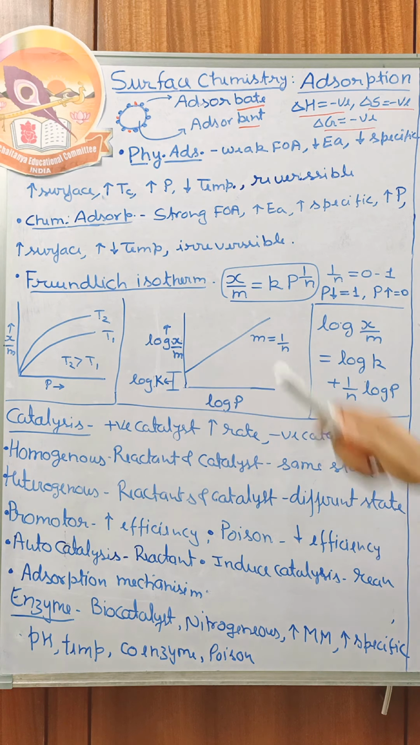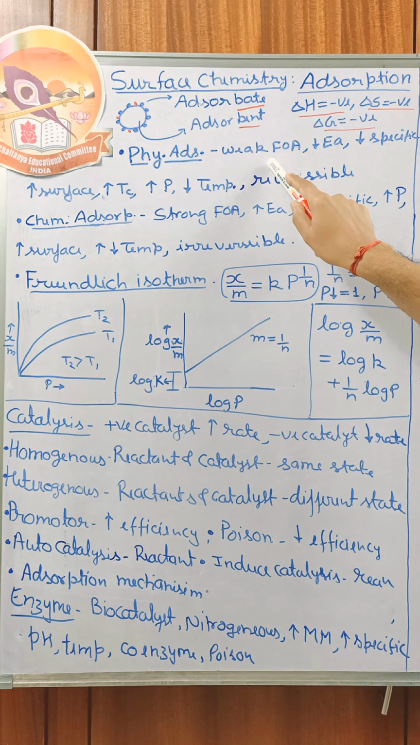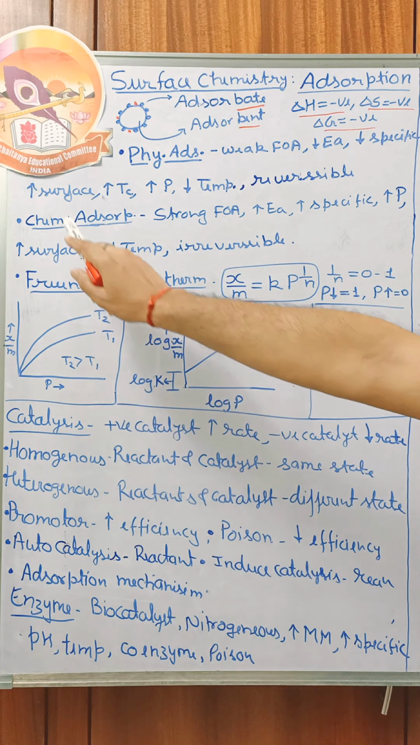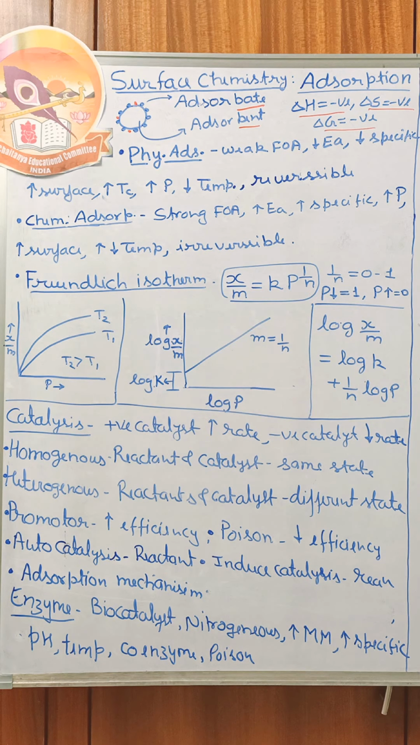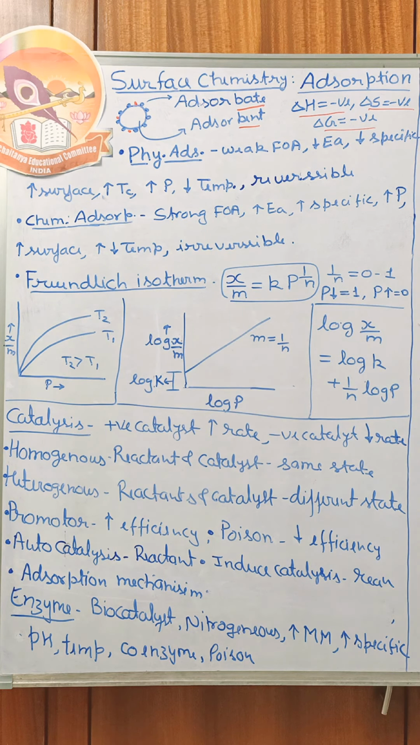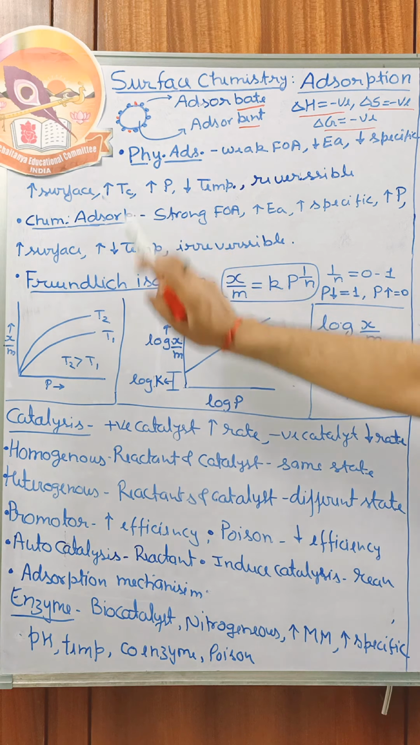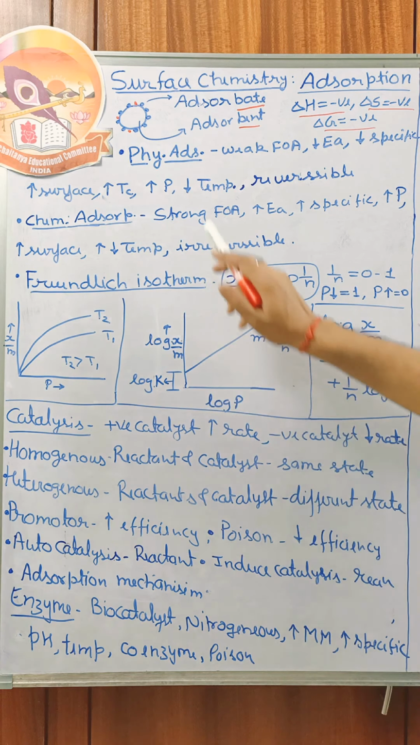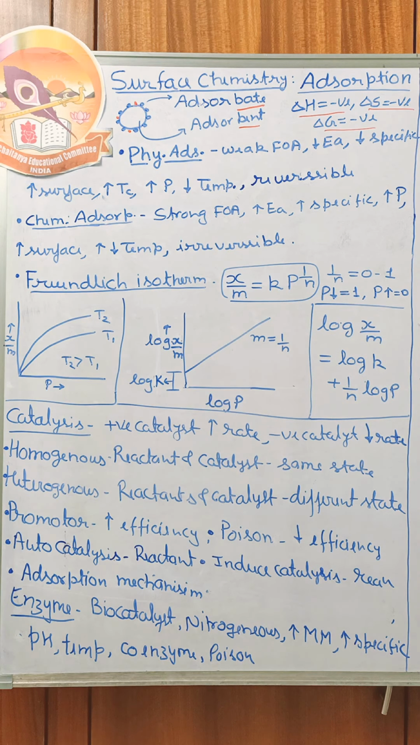Physical adsorption is held by the weak van der Waals force of attraction. Activation energy is less, it is less specific, meaning any kind of gas with any kind of solid can give physical adsorption. Higher the surface area, higher is the rate of adsorption. The gas which has a higher value of critical temperature, meaning higher van der Waals gas constant a, then higher the critical temperature. The gas which has a higher value of Tc has higher physical adsorption. Higher the pressure, higher is the adsorption. Lower the temperature, easier is the adsorption, more is the adsorption.